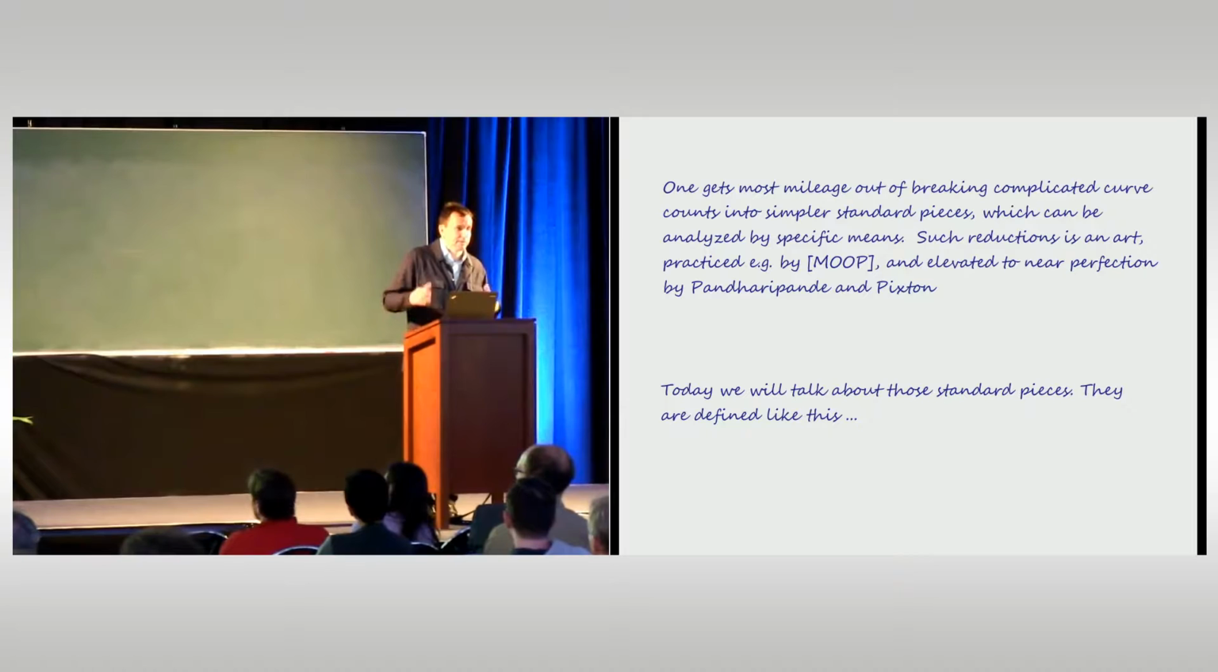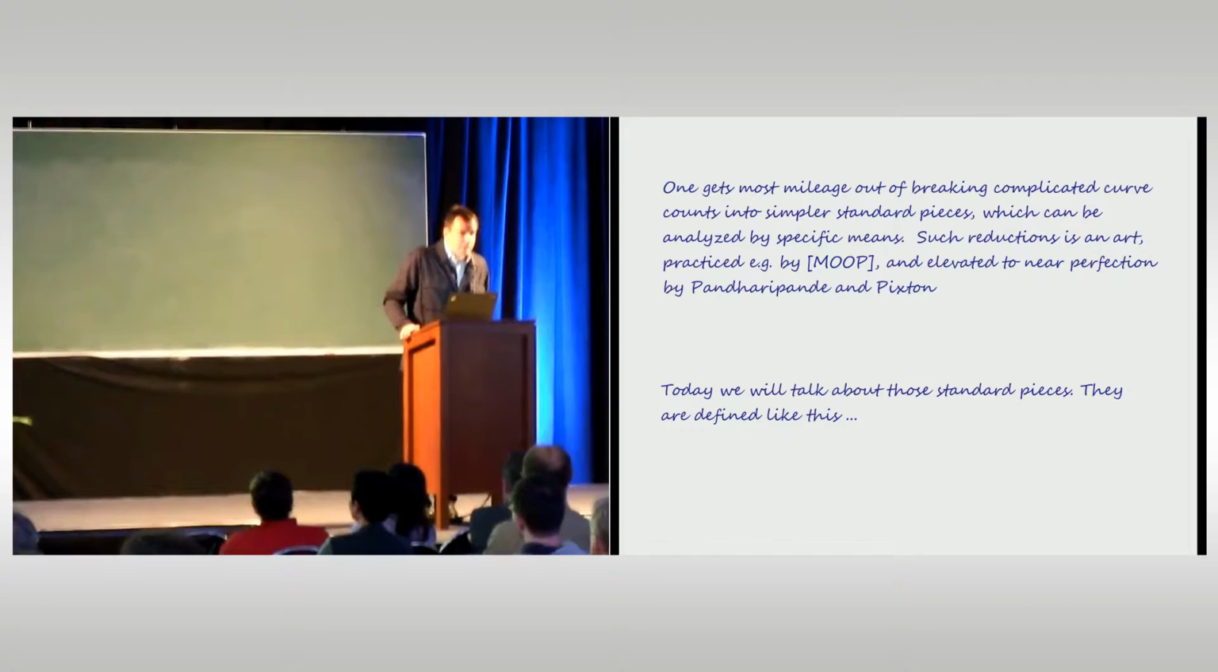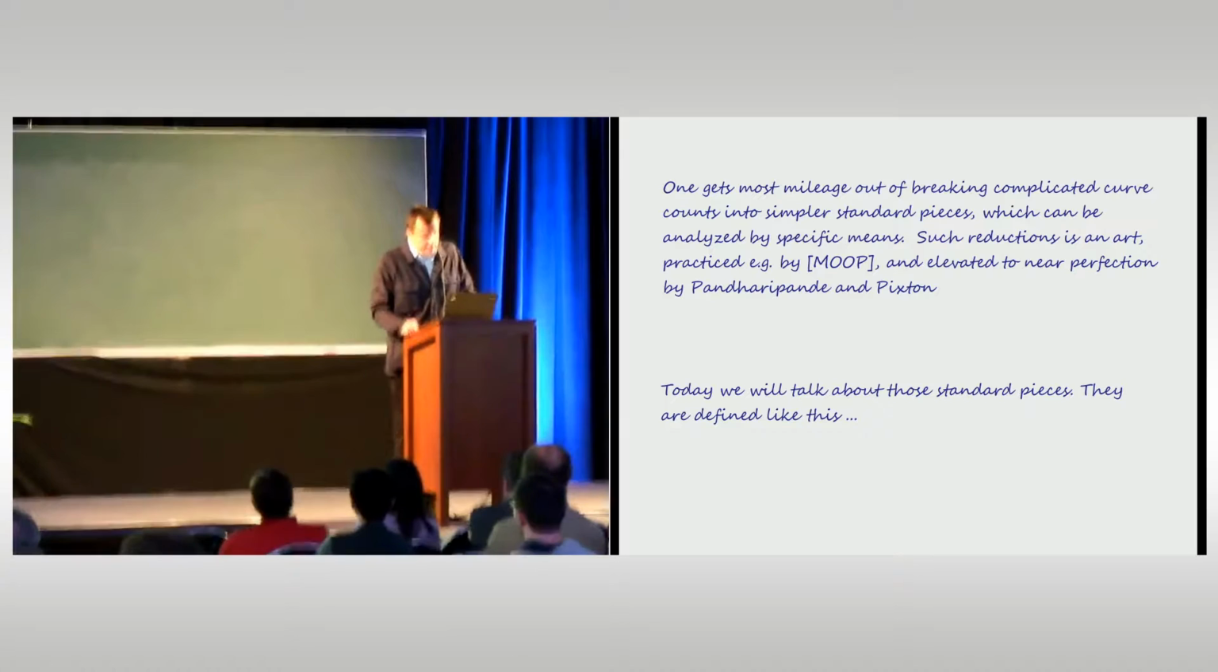So you compute the Chern-Simons partition function by breaking your manifold into some standard pieces and gluing those pieces together. Something similar, albeit a much more complicated procedure, can be done in three complex dimensions, and it's a real art to do that. We're not going to talk about how this is done because it's complicated and quite a bit more technical, and we will just talk about the standard pieces.